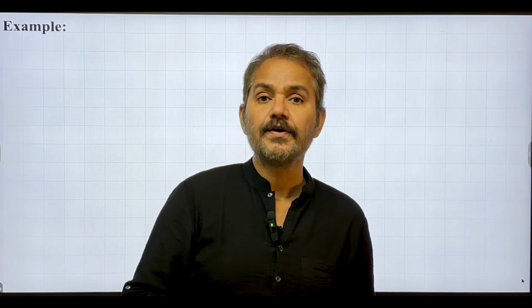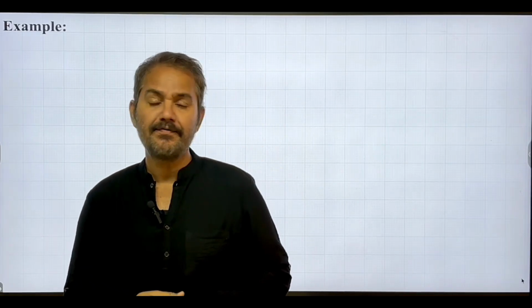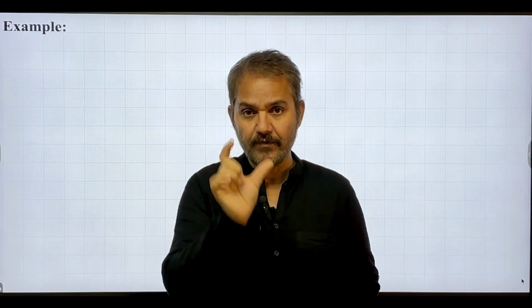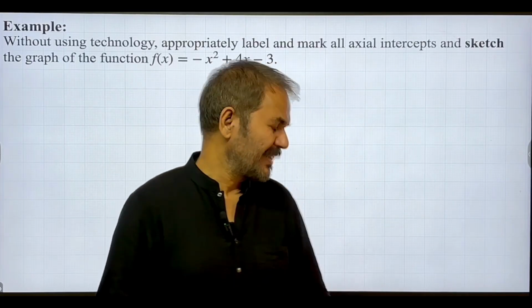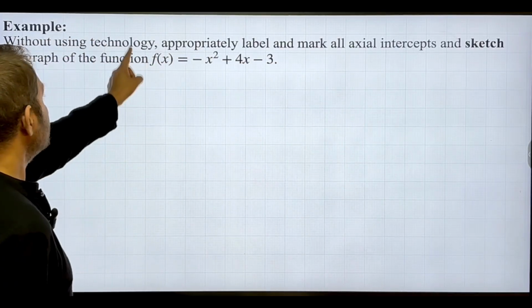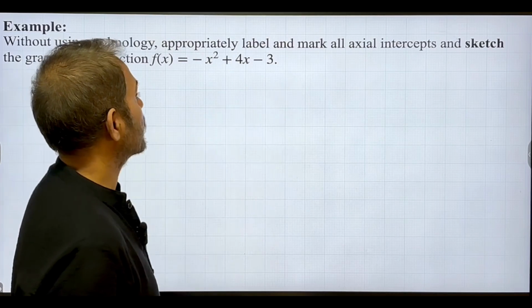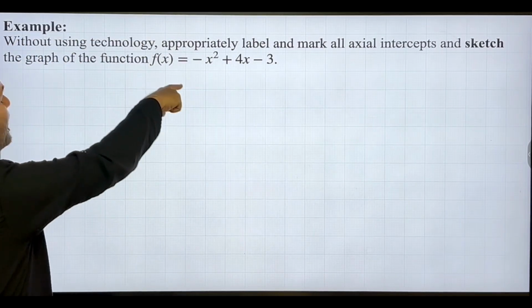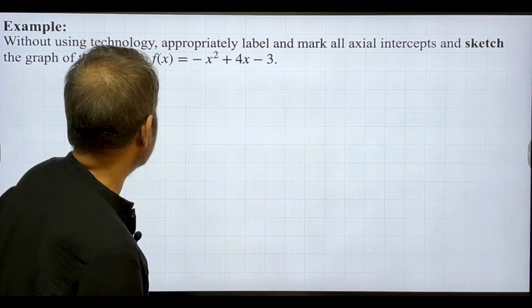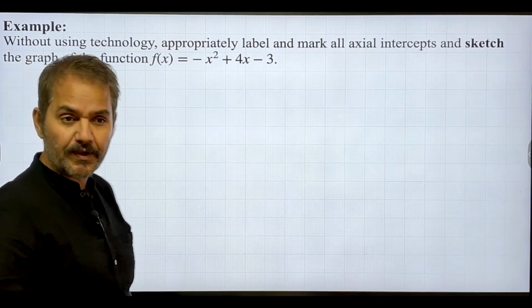All quadratic functions are transformed from y is equal to x squared. So y is equal to x squared will be your mother function here. Similarly, for different types of functions, there is always a mother function. Have a look at this example here. Without using technology, appropriately label and mark all axial intercepts and sketch the graph of the function f(x) is equal to negative x squared plus 4x minus 3.